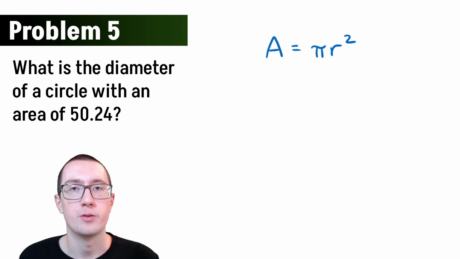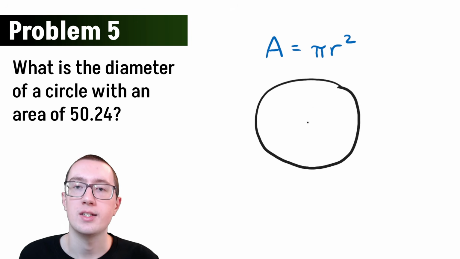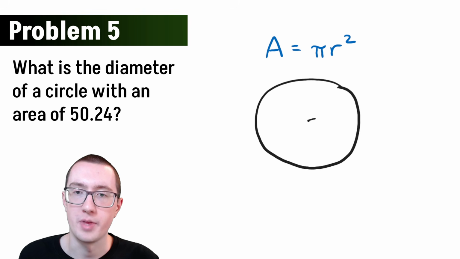Now you may be asking yourself, well, we're trying to find the diameter, right? So why are we doing a formula with radius? But remember that for a circle, just pretend that this is a perfect circle, the radius is basically the distance from the middle to like the side of the circle. So that's the radius.